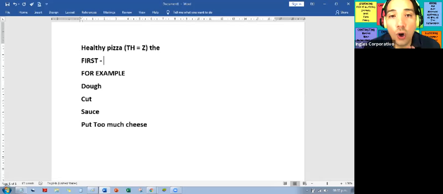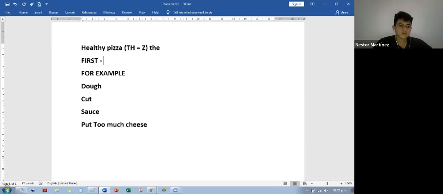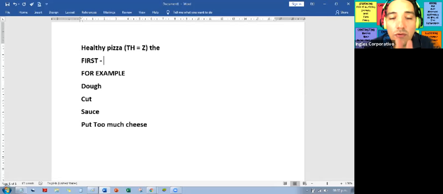Next. Do. No es do. La masa. Do. ¿Sí? Ok. Otro error común es decir cut. Y es cut. Cut, ¿ok? Cut the vegetables.